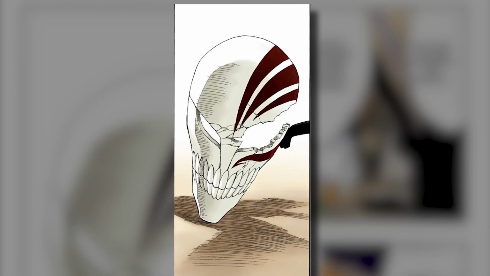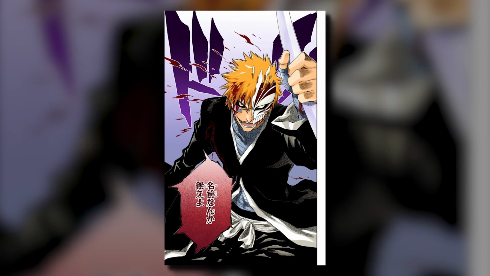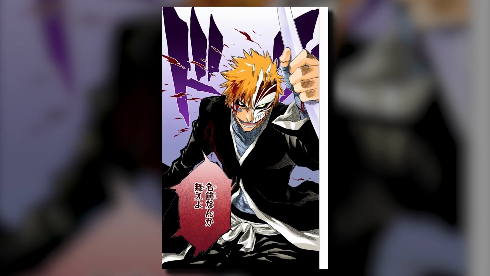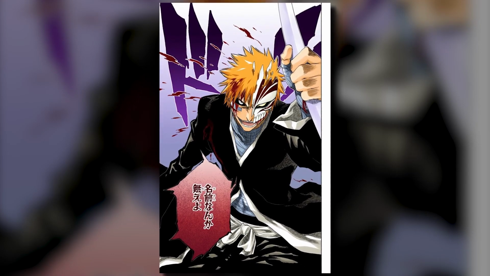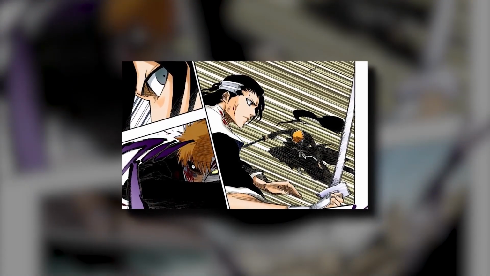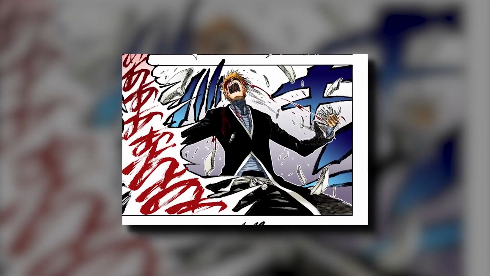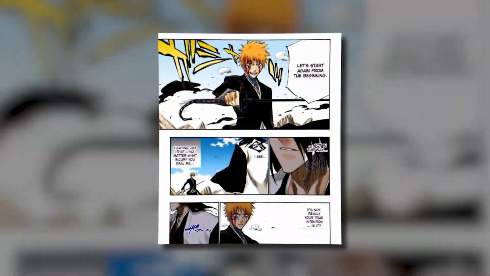The hollow mask next appears in chapter 165 during Ichigo's battle against Byakuya. When Ichigo's inner hollow takes over Ichigo's body and battles against Byakuya for him, the hollow mask begins to gradually form on Ichigo's face. But before it can completely form, Ichigo removes the hollow mask from his face. He doesn't want to rely on any external help, not even from his own inner hollow.